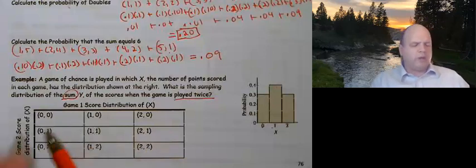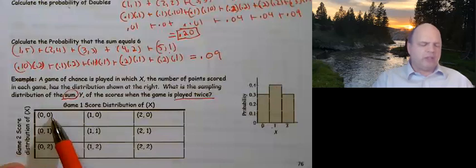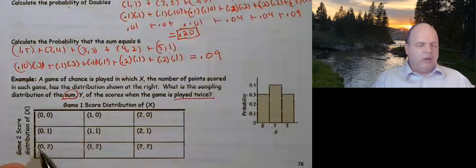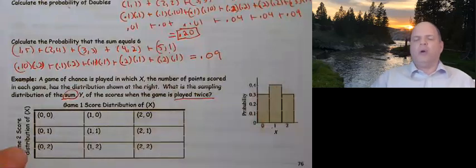Let me explain that real quickly. I could have gotten 0 points on the first game and 0 points on the second game. I could have gotten 0 points on the first game and 1 on the second, or 0 on the first and 2 on the second, so on and so forth. This will be getting 1 on the first and 2 on the second. This will be getting 2 on the first and 2 on the second. So I need to go ahead and start filling in those probabilities.